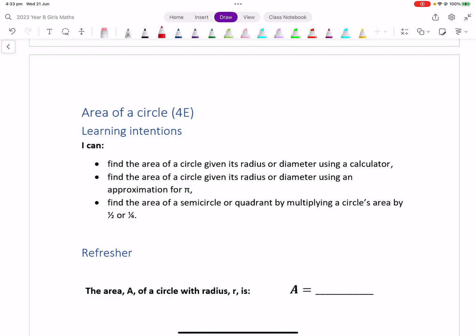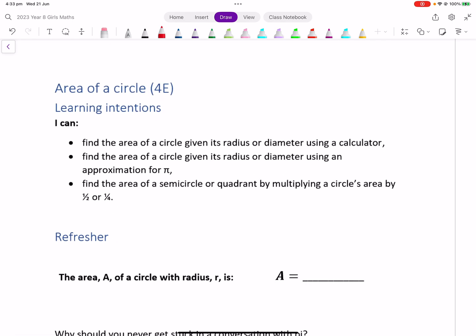All right, so learning intentions for this lesson, we're going to be able to find the area of a circle given its radius or diameter using a calculator. We're going to find the area of a circle given its radius or diameter using an approximation for pi. And then we're going to find the area of semicircles and quadrants by multiplying by a half or a quarter. So let's get into it.